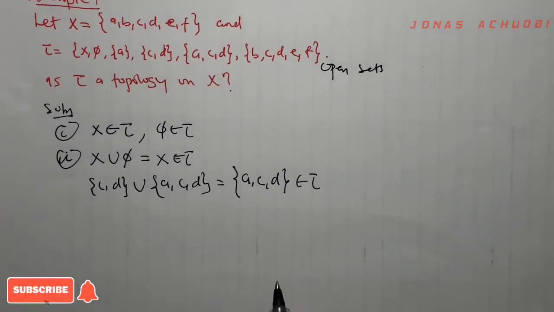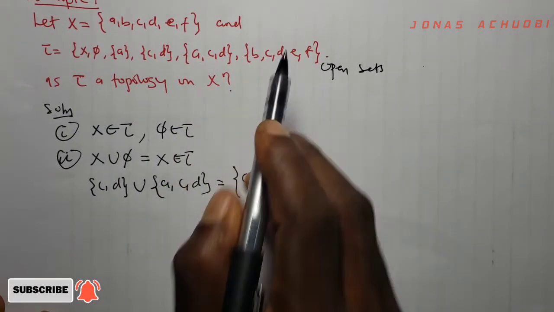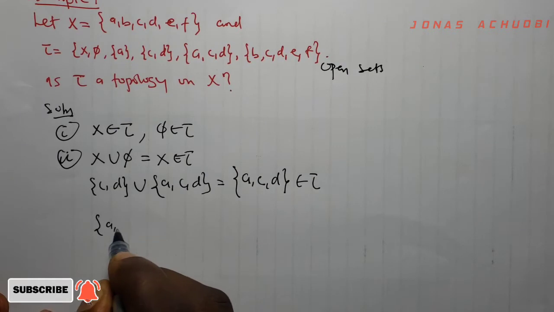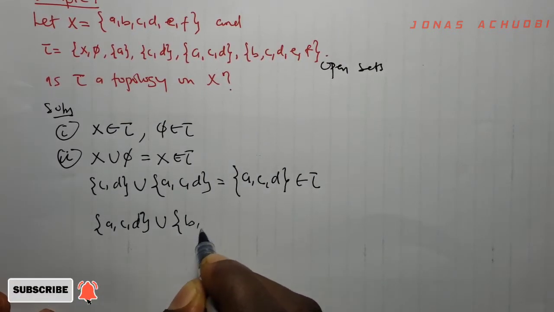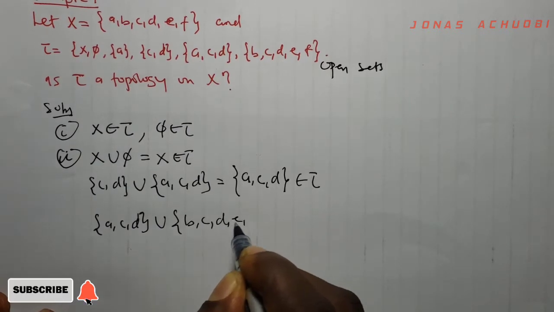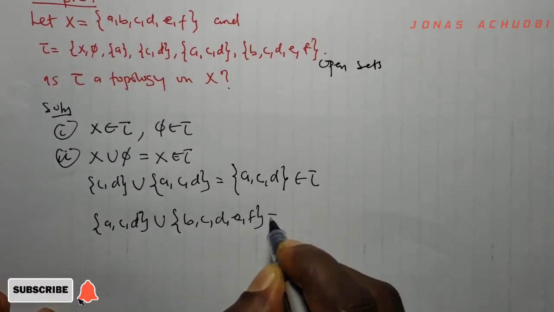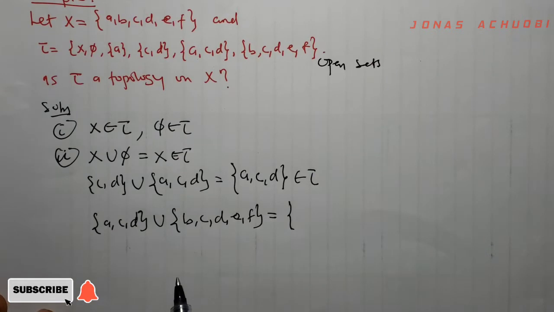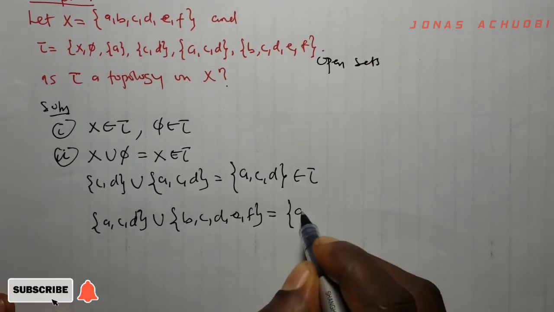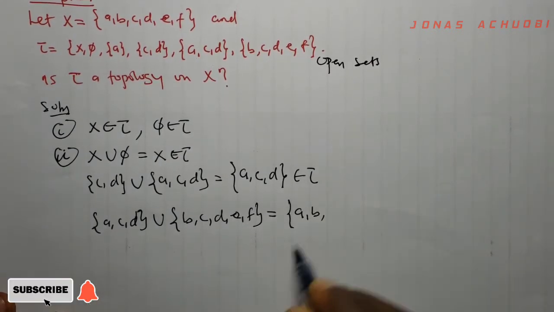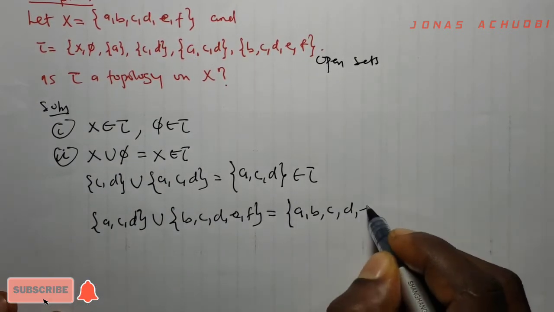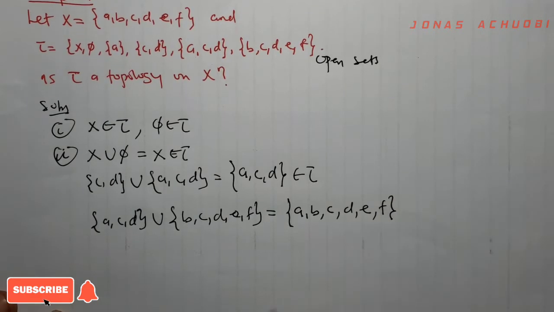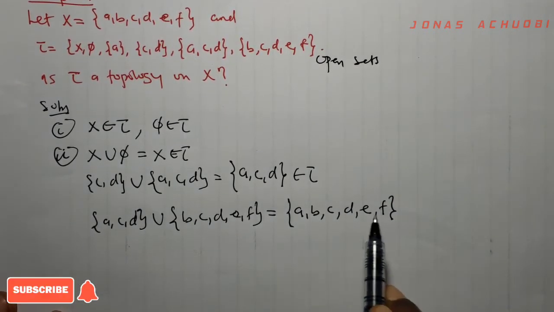Let us check another two open sets. Let us check {A, C, D} union {B, C, D, E, F}. If we take the union of these two open sets, what do we get? We get {A, B, C, D, E, F}. And what is {A, B, C, D, E, F}?